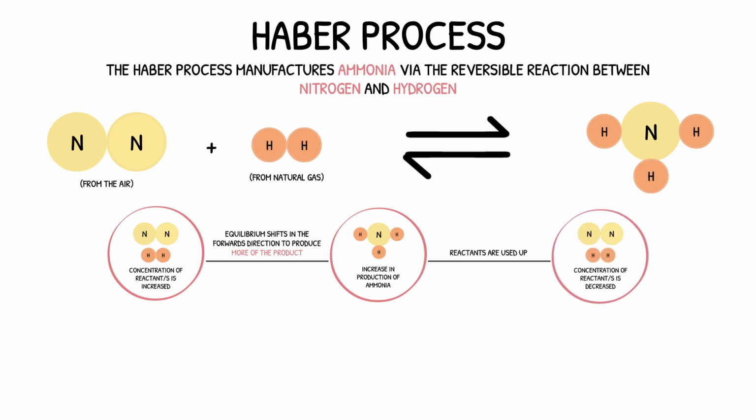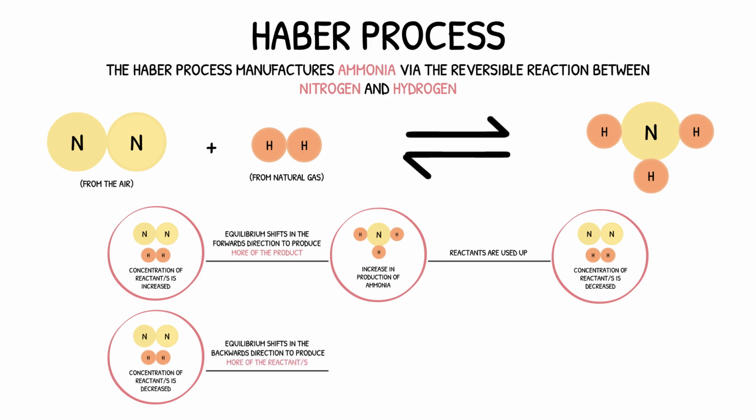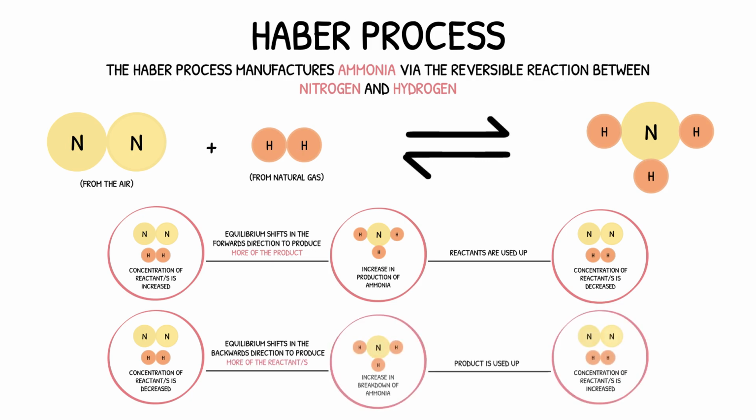However, if the concentration of a substance were decreased, the equilibrium will shift in the direction that forms more of the substance that has been removed. If nitrogen and hydrogen were removed from the system during the Haber process, the equilibrium will shift to favour the backwards reaction, whereby ammonia will break back down into nitrogen and hydrogen.